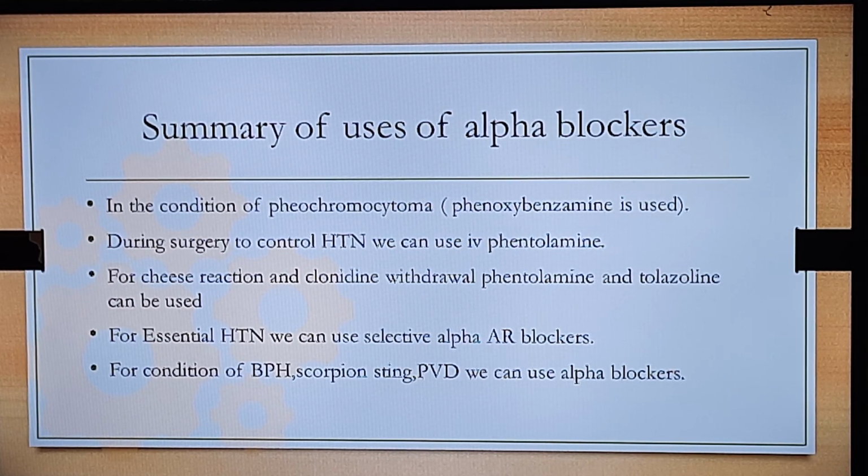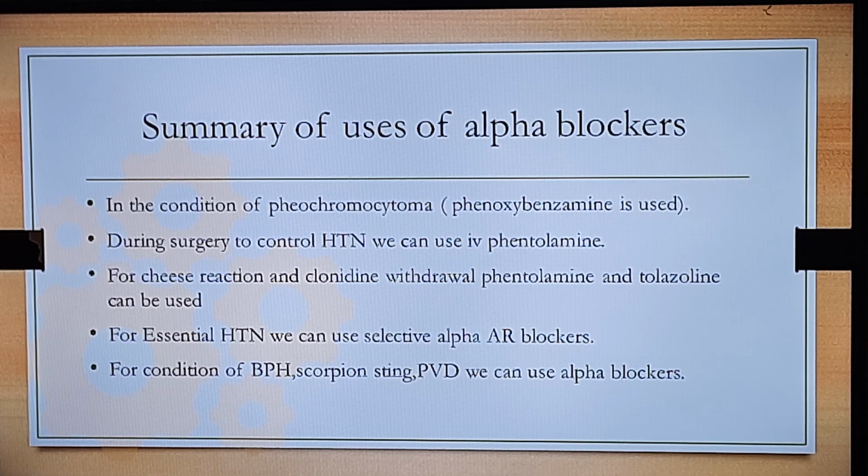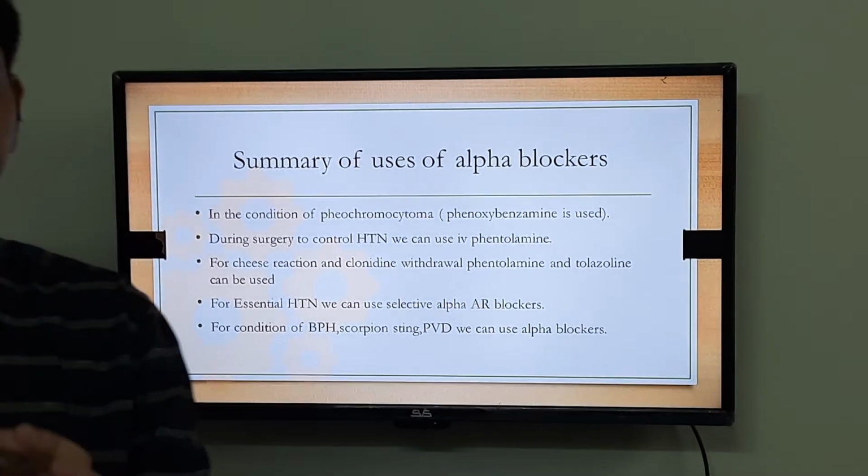Now finally, we are going to summarize the usage of our alpha adrenergic receptor blockers. Alpha adrenergic receptor blockers can be useful in the condition of pheochromocytoma, और यहाँ पे we are using irreversible alpha adrenergic receptor blocker. These are non-selective in nature, and one such example is phenoxybenzamine. But remember, in the condition of adrenaline producing tumor, ये जो alpha blocker होते हैं, they cannot be given alone.